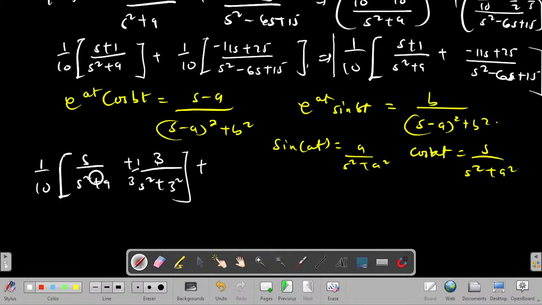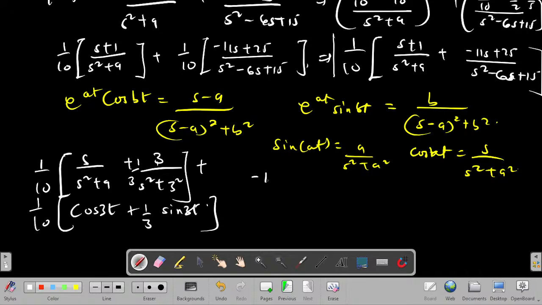So then we can say that this one is what? My s over s squared plus a squared. It becomes what? Cos 3t, because it's cos at, plus this is 1 over 3. 3 over this, you can see that sine 3t. Now let's go to the second part, this side.